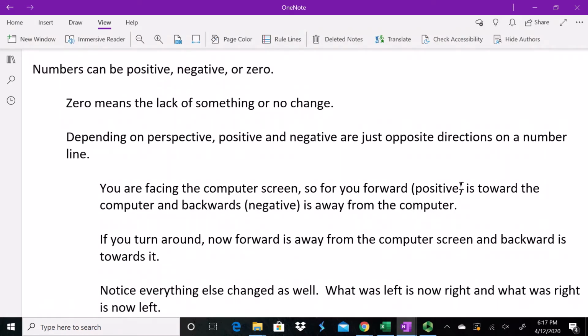And as you turn around, notice that what was left is now on your right and what was right is now on your left. Another example would be positive and negative values of money. If I owe you $5, from my perspective, I have negative $5. From your perspective, you have positive $5. And so a lot of it's just perspective. The number 5 is still involved, but the sign changes whether it's positive or negative.